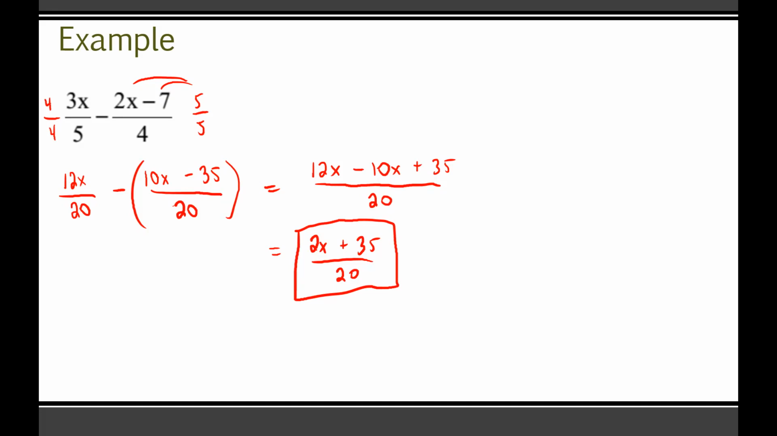Also ask yourself, NPVs. Do you think there's going to be any NPVs in this question? Well, if you look at the denominator, there's never any x's down in the denominator. Just 5 and 4, and then it became 20. Because of that, once again, there are no NPVs. Kind of unusual, but it happens.